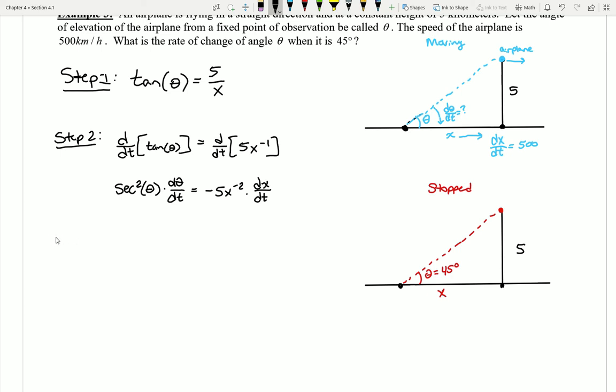For step number 3, I'm going to need to be able to find what dx/dt is. Boom, have that, that's 500. I'm going to need to be able to find what x is, so I'm going to need to figure that out in the picture. And I'm also going to need to know what the secant of my angle theta is going to be. All right, so let's see what we have here. For step number 3, I can realize that I'm interested in the secant squared of 45 degrees.